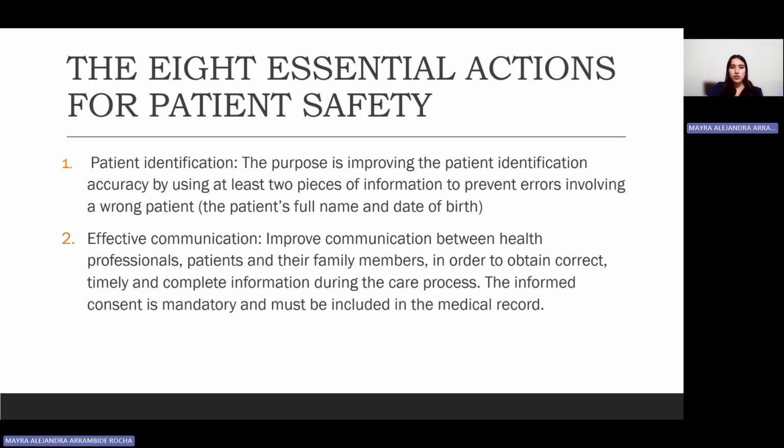Effective communication. Improve communication between health professionals, patients, and their family members in order to obtain correct, timely, and complete information during the care process. The informed consent is mandatory and must be included in the medical record.